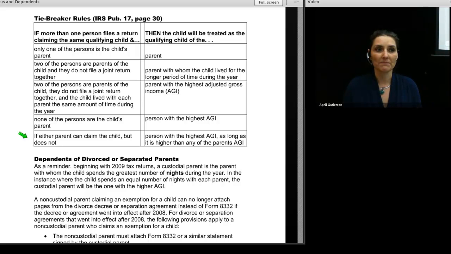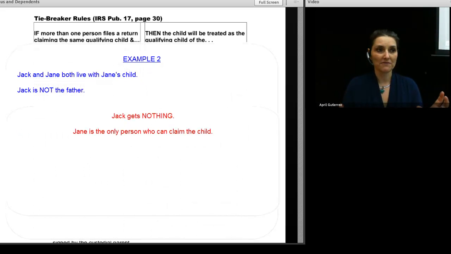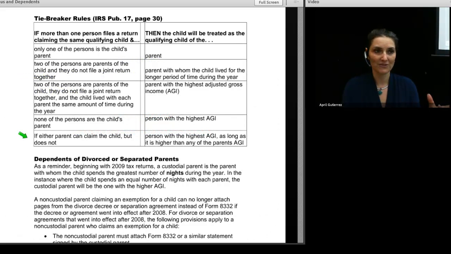Now let's change things a bit. Jack earns $20,000, but he is not the father of the child. Jane is the mother of the child, and Jack provided the support for the child. Jane can say tough, and she wins because she's related to the child. Now, technically, Jack would get nothing because he wouldn't even have a qualifying child, and if you have a person who is a qualifying child of another filer, automatically they're not your qualifying relative. We'll get to qualifying relative in a minute.